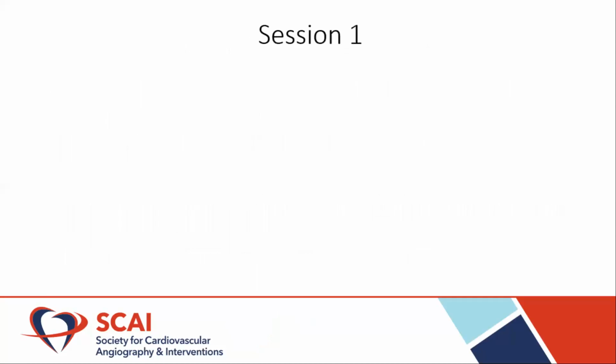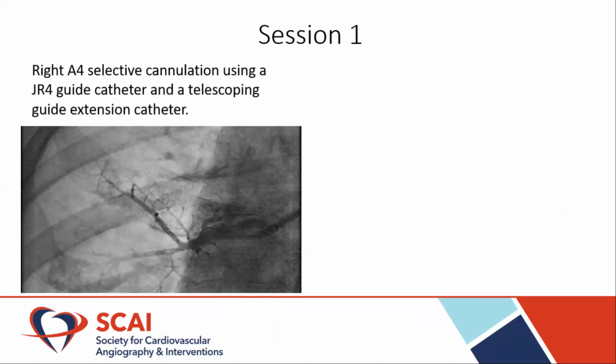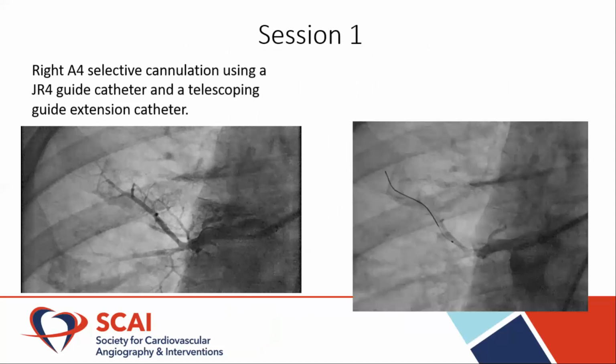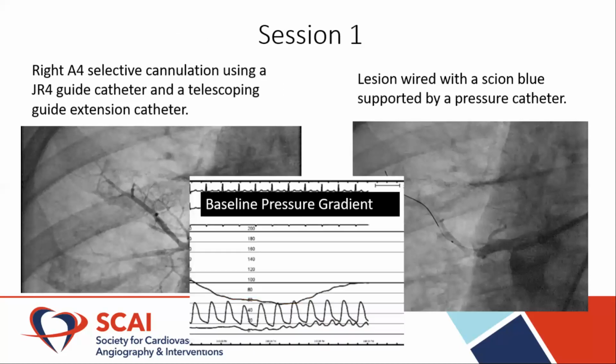The first session for our patient now. The right A4 segment is cannulated selectively using a JR4 guide catheter and a telescoping guide extension catheter. The lesion is crossed with a Xion Blue wire, and a pressure catheter is used to measure a baseline gradient across this lesion.